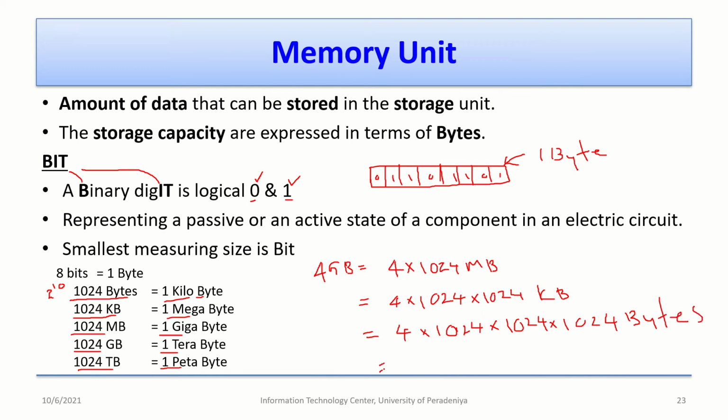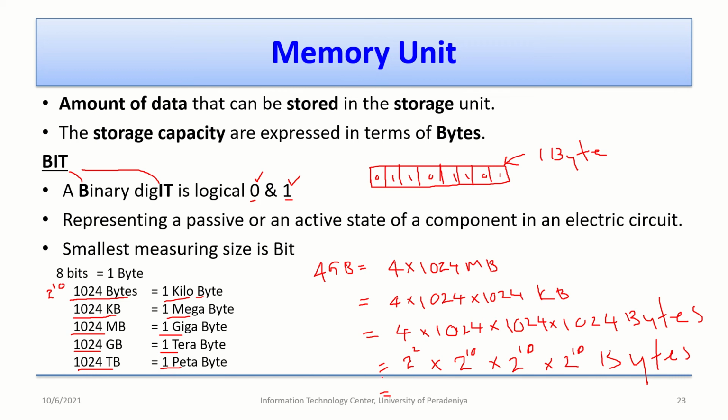Then simply we can say 4 means 2 to the power 2. Here 1024 means 2 to the power 10. Here 1024 means 2 to the power 10. Here 1024 means 2 to the power 10. Right, so these are bytes. All together you can say here 2 to the power 10, here 2 to the power 10, here 2 to the power 10, right?